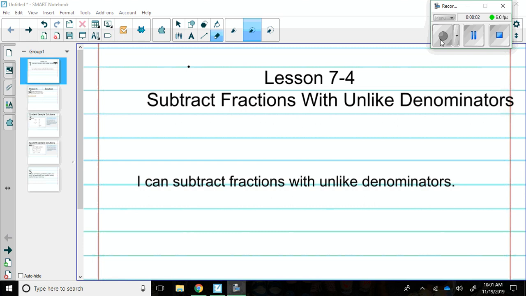Hi, fifth graders. Today's lesson is lesson 7-4, subtract fractions with unlike denominators. The I can statement is I can subtract fractions with unlike denominators. Pause the video now to write the lesson number, title, and I can statement on a new page in your math notebook. When you have finished with that, press play to continue.